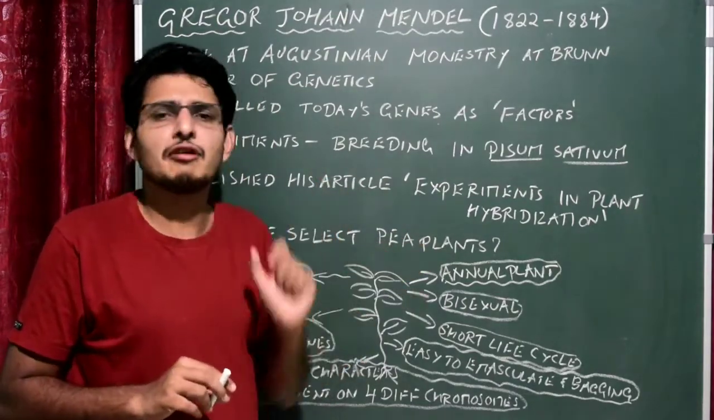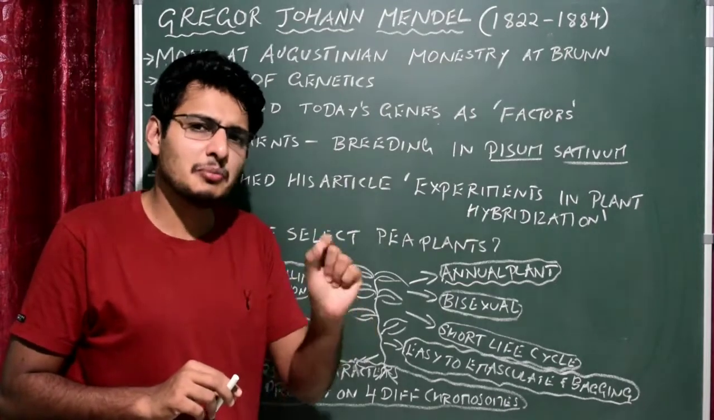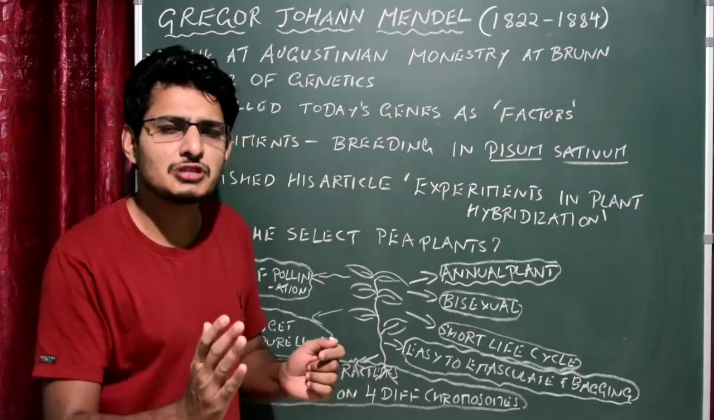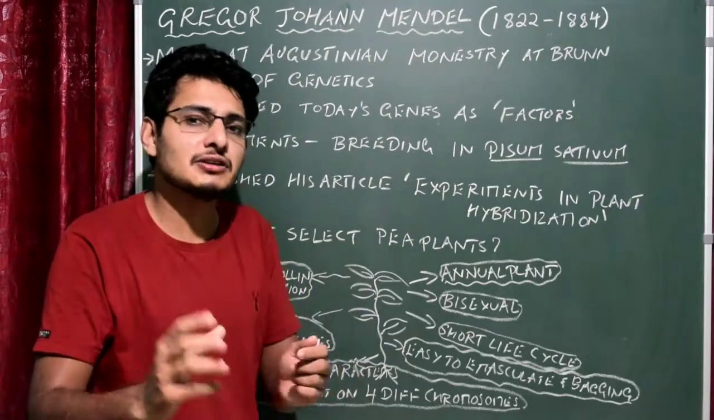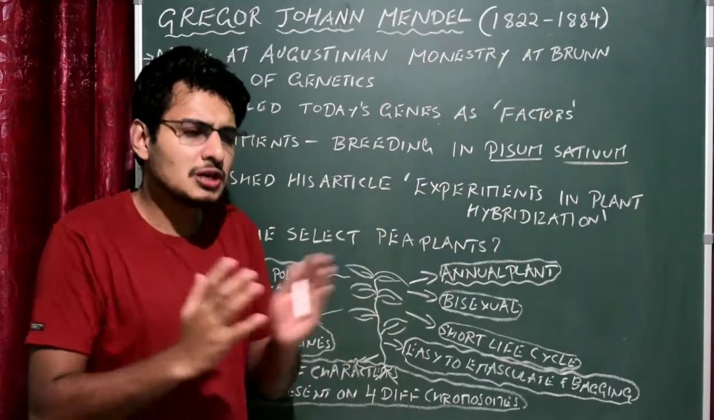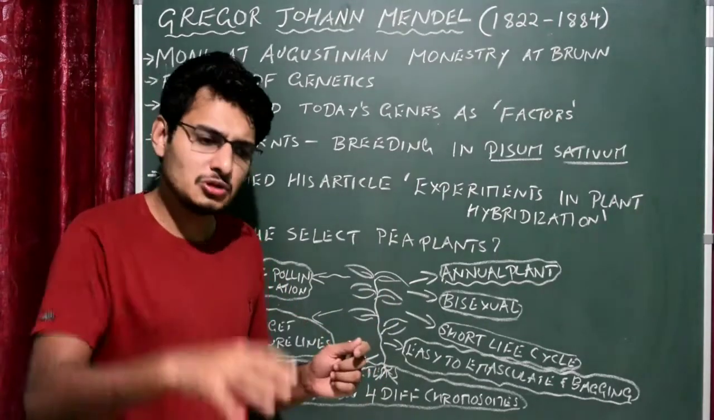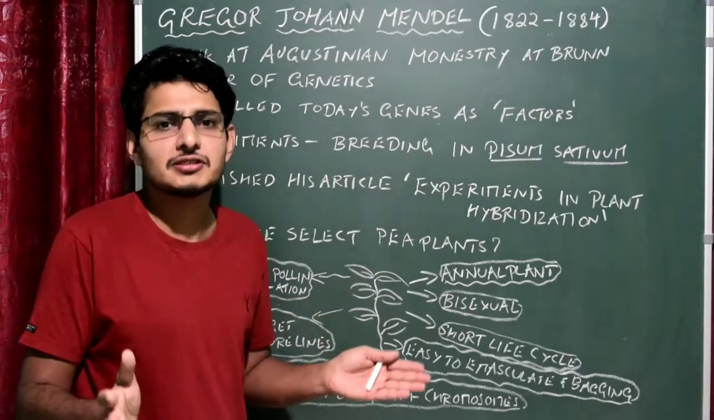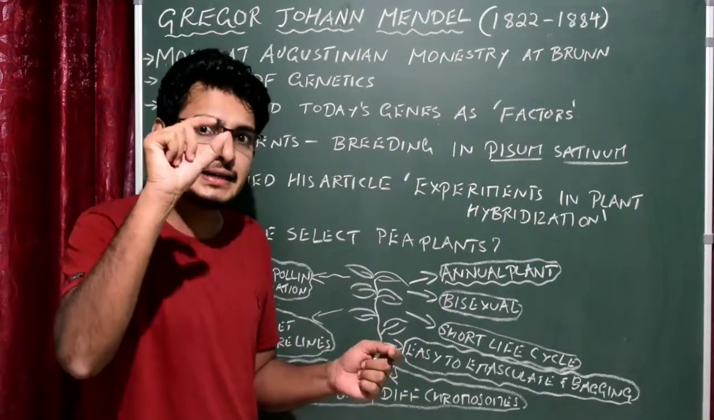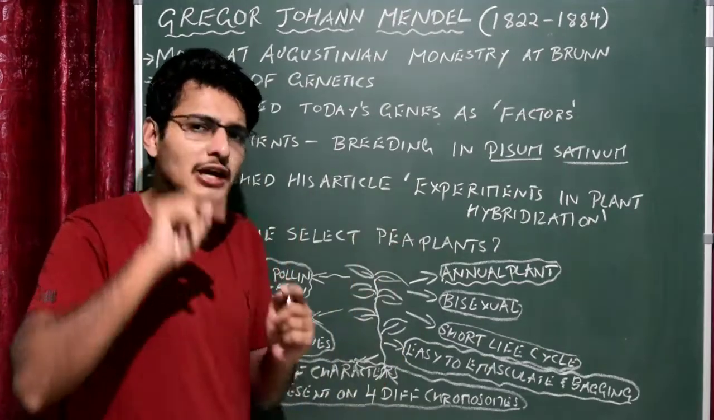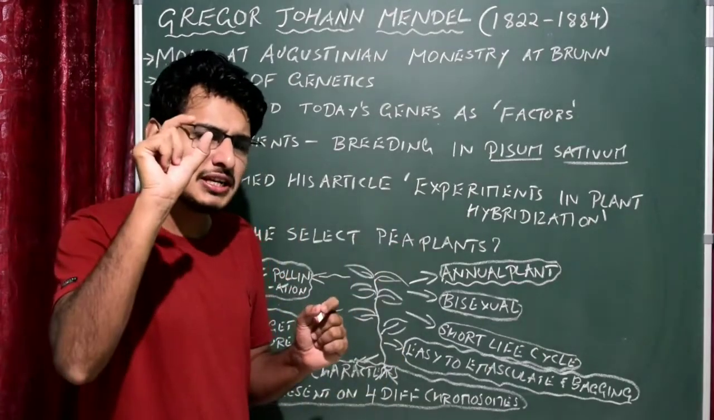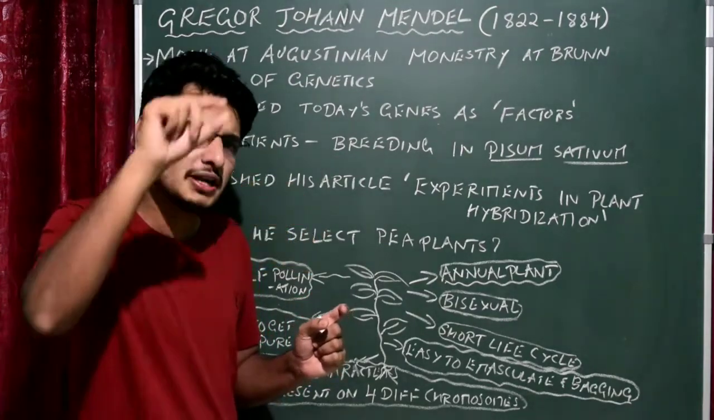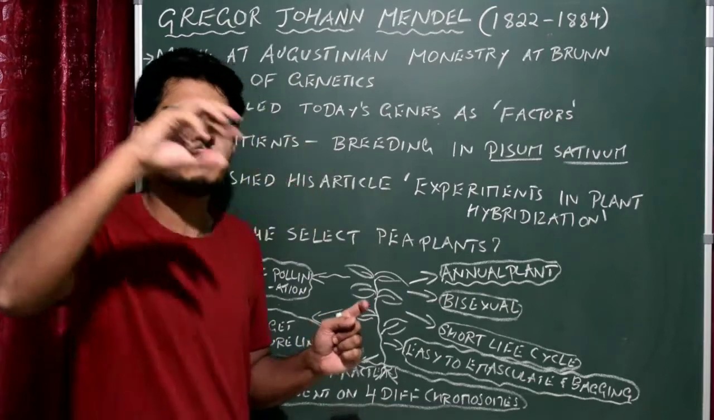It could be the flower color. Some Pisum sativum plants had a red colored flower, whereas some had white, some had purple color, like that. He was surprised because all the plants obviously belonged to the same species, but they were exhibiting different characters. He also observed two types of seeds, one round and the other wrinkled. Even the color of the seed differed, some were greenish and some were yellowish in color.